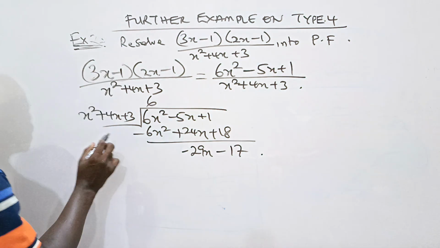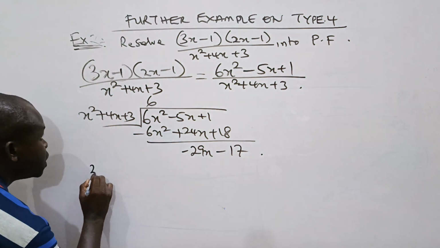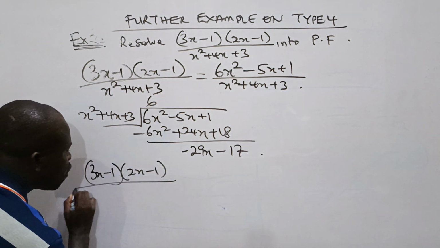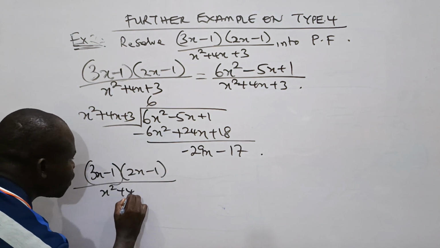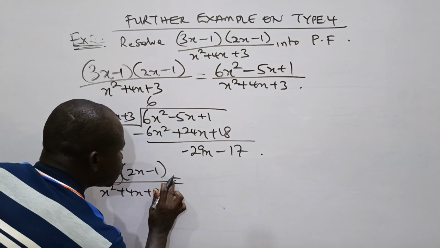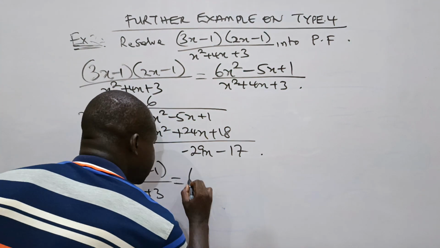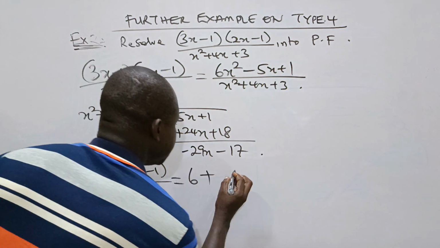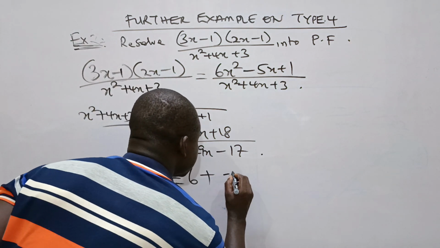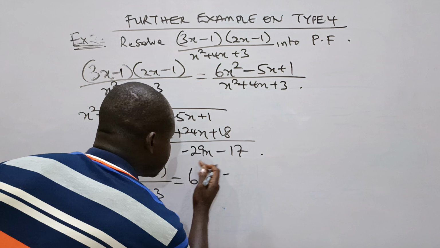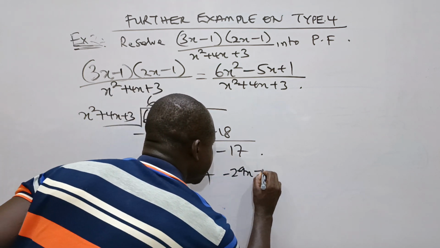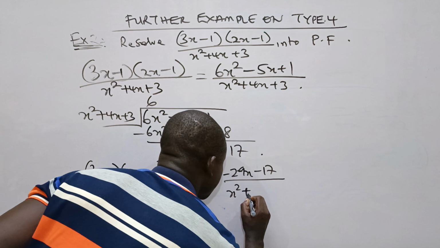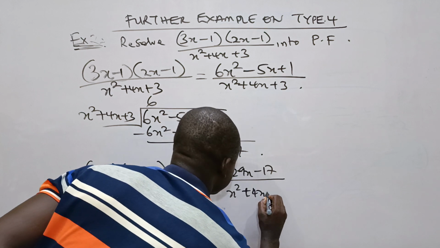So how do I now resolve this in partial fraction? We are going to say that (3x minus 1) into bracket (2x minus 1) all over x squared plus 4x plus 3 will now be equal to the result 6 plus the remainder, minus 29x minus 17, all over the divisor x squared plus 4x plus 3.